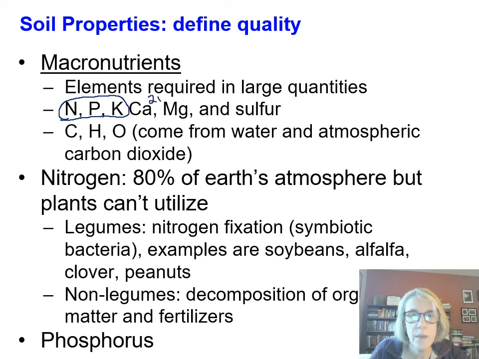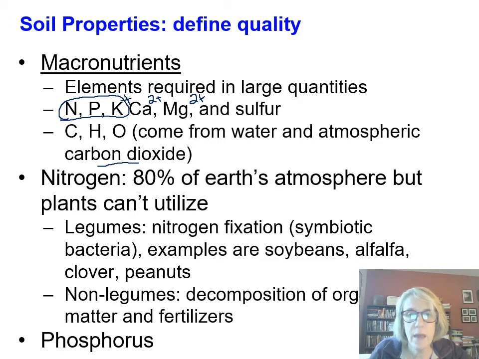And just as a reminder, calcium and magnesium are going to form cations, and so is potassium for that matter. And then they also need carbon, hydrogen, and oxygen, right? We all do for growth. So that's going to come from water, and obviously plants fix carbon dioxide in photosynthesis.